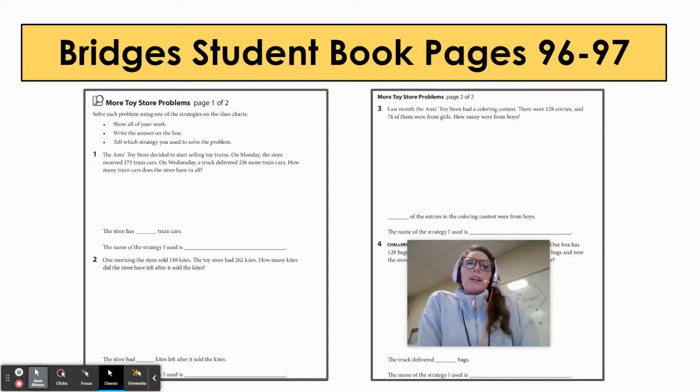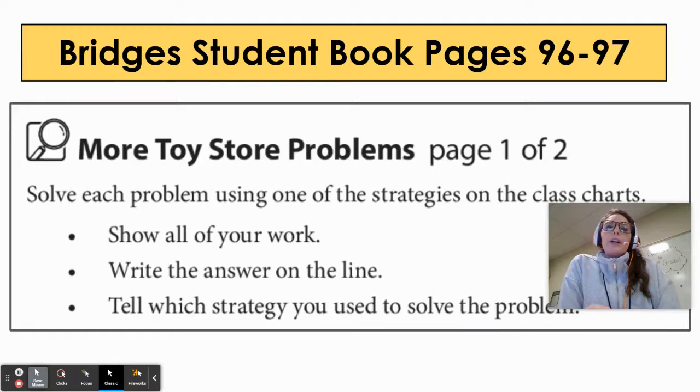You are now going to look on pages 96 and 97 titled More Toy Store Problems. You are going to complete numbers 1, 2, and 3. Number 4 is the challenge problem, and you can try that out if you would like, but it is not required. Remember, for each problem, you are going to use one of the strategies that I have just shared. You will show all of your work and write the answer on the line.